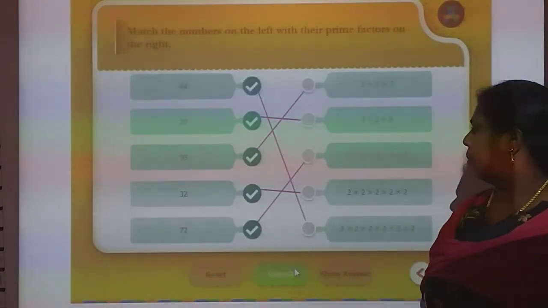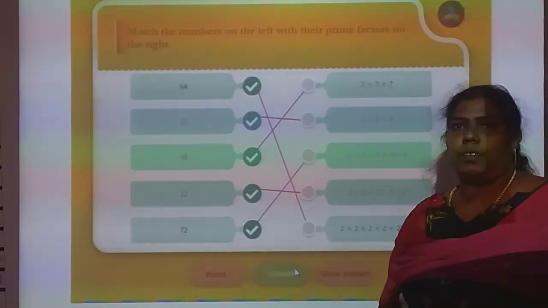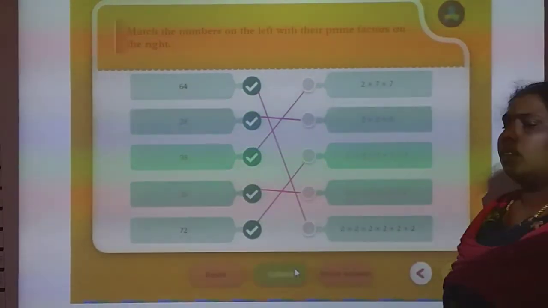Right? You have to solve it. All answers are correct. Right? Yes. Next. That's all. Yes.